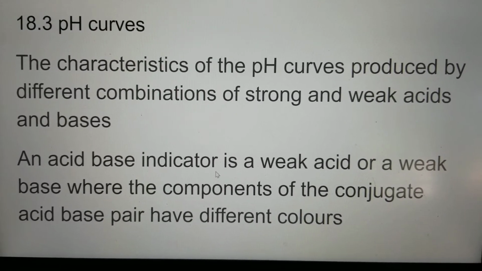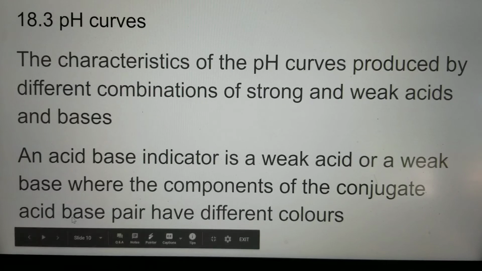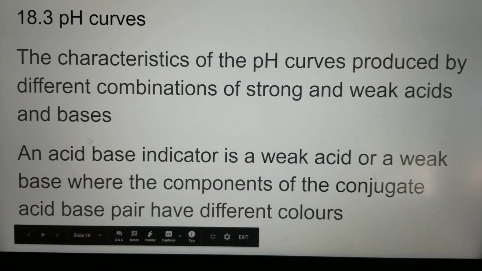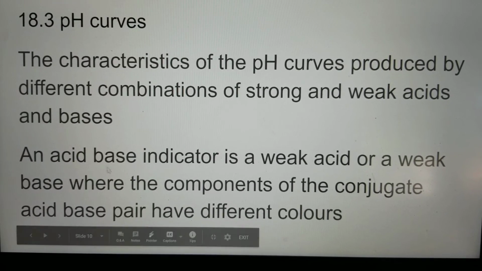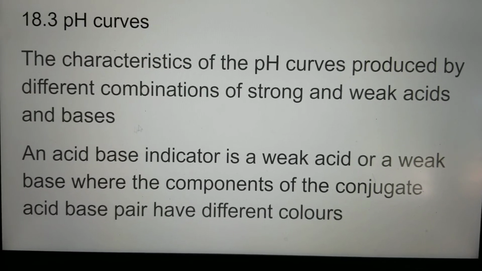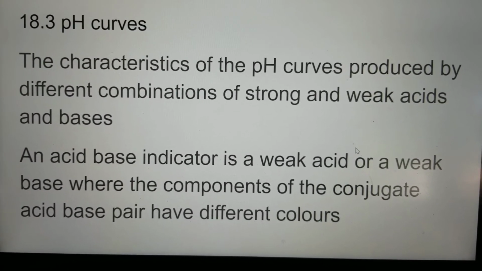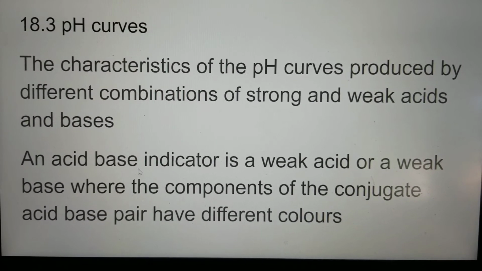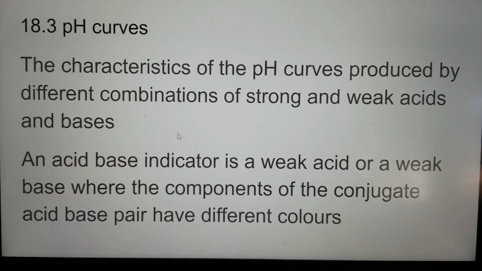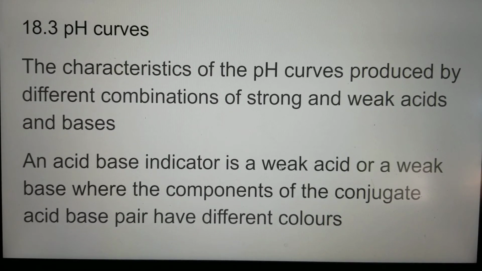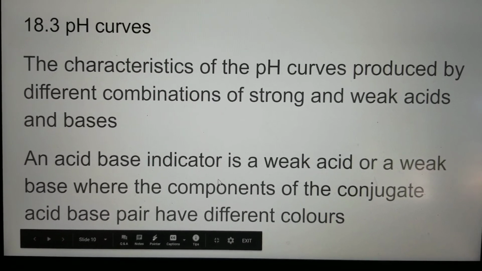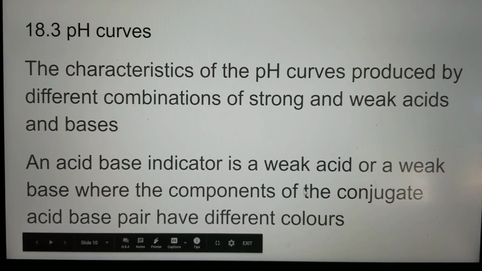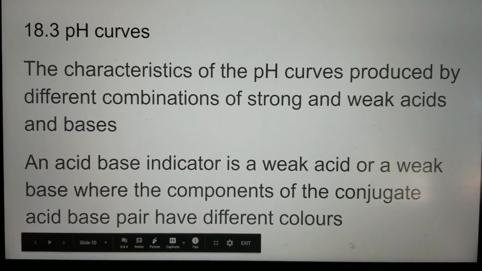An acid-base indicator is a weak acid or a weak base where the components of the conjugate acid-base pair have different colors. So this is where you would have gotten more in detail into the acid-base indicators, and we probably would have done a lab where you used something other than phenolphthalein, so that we have other acid-base indicators that we could have potentially used to study this piece of 18.3.